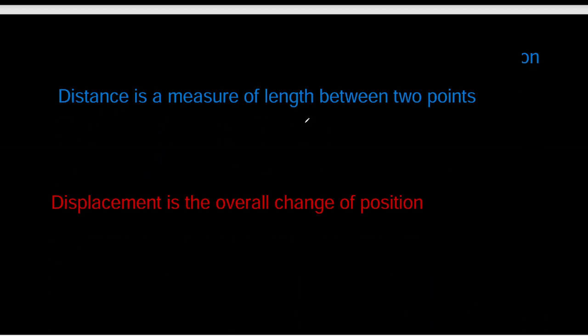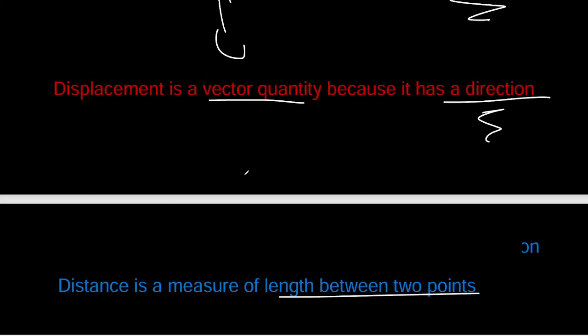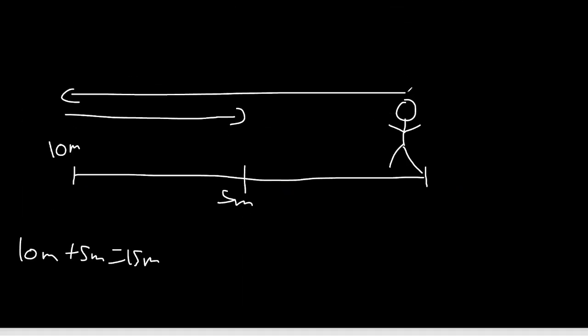Distance is a measure of the length between 2 points. So you walk from this point to this point, you calculate that, that's 10 meters, we have that down here, and then you walk from this point to this point, and that's 5 meters, you calculate that here, right? So those two combined is 15 meters, so this is the distance you've walked, is 15 meters.